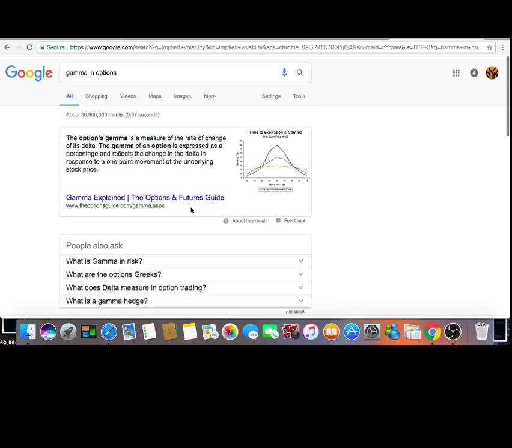Okay, so the option gamma is a measure of the rate of change of its delta. So every day the gamma is what the delta adds on to. So let's say the delta is 50 cents and the gamma is 3 cents. So every day the delta moves up 3 cents. So instead of 50 cents yesterday, today it'll be 53 cents, and so on.